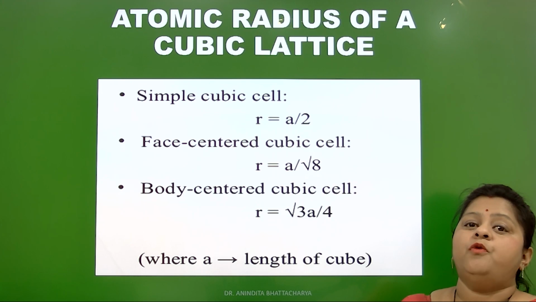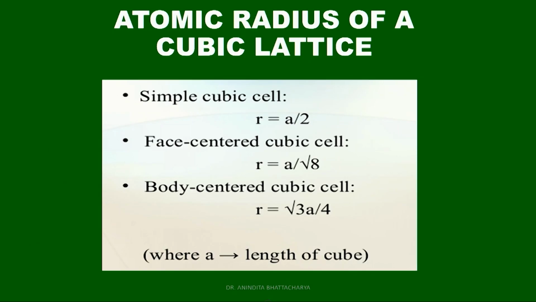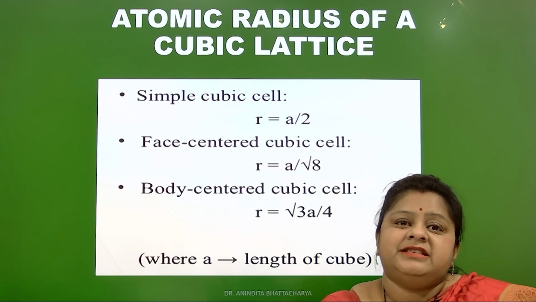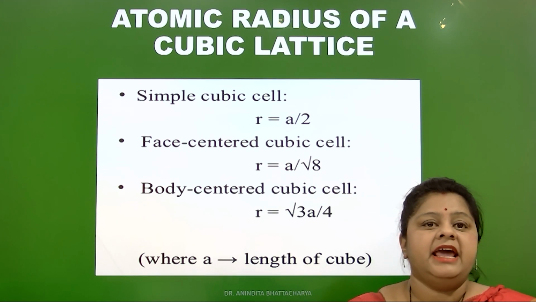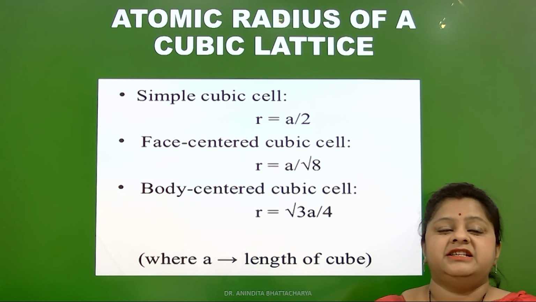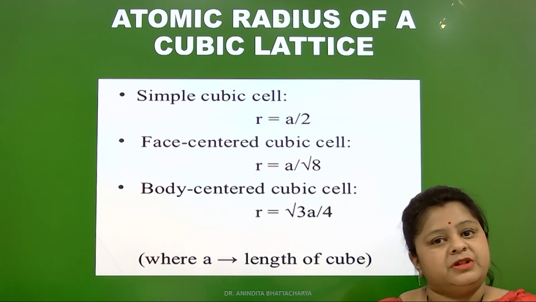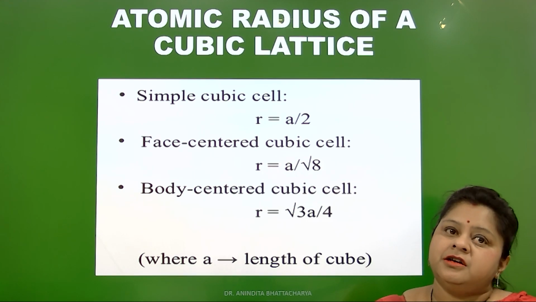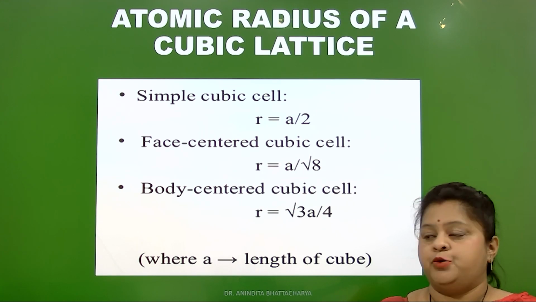Now, how will we go for the determination of the radius? For a simple cubic cell, R is equal to a by 2, where a is the side length. Then for face centered cubic lattice, it is a by root 8. And for body centered, it is root 3 a by 4. So this is how we calculate the radius of the atoms in the cubic lattice.